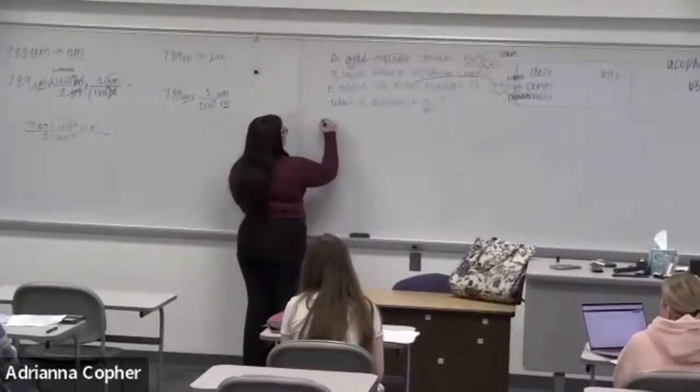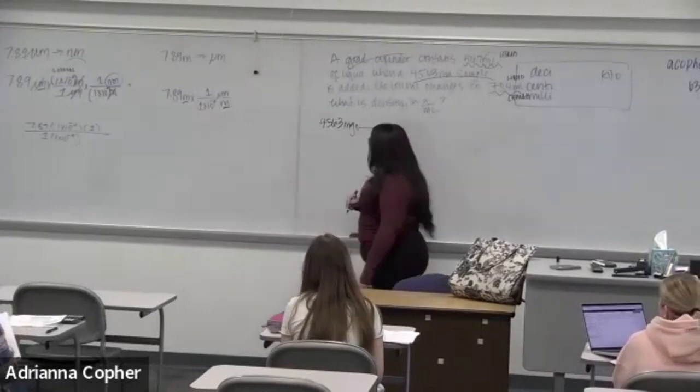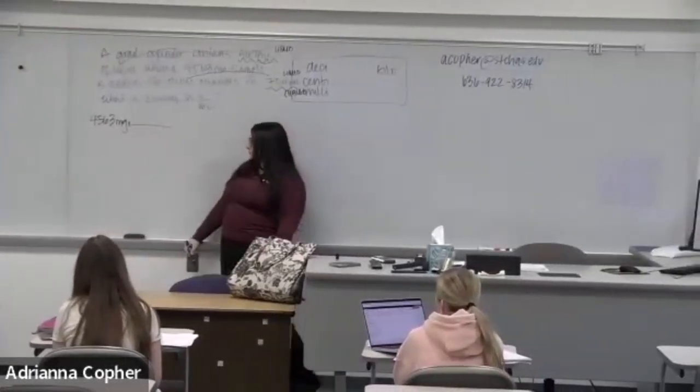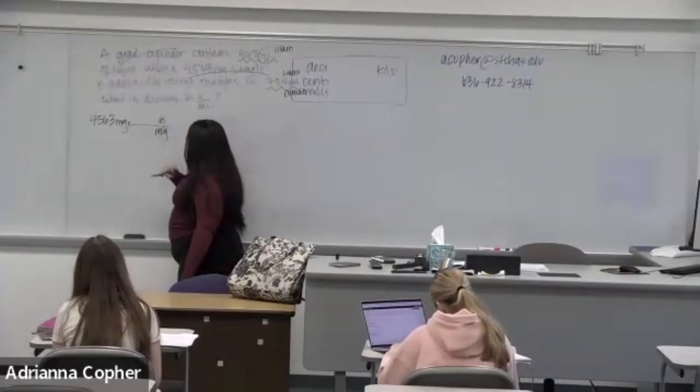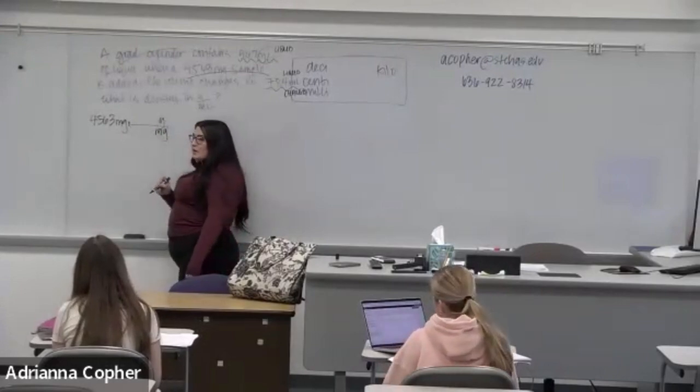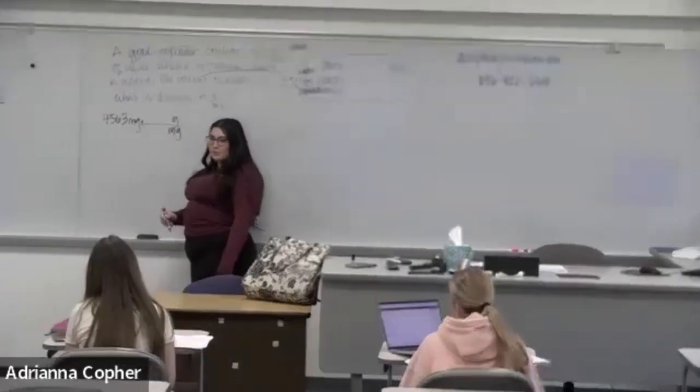So let's just take that 4,563 milligrams, and we want to convert it to grams. What's my first step? Milligrams goes on bottom, grams on top. How do you know what goes on top? Can I do a one-step conversion? If I can, great, put what you need to end up there. If you cannot, go to your base unit.